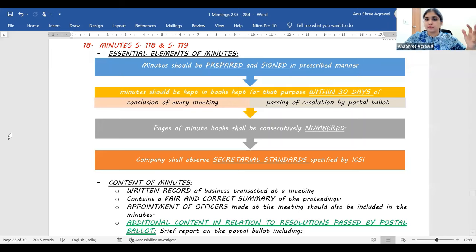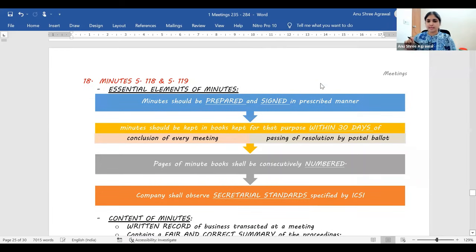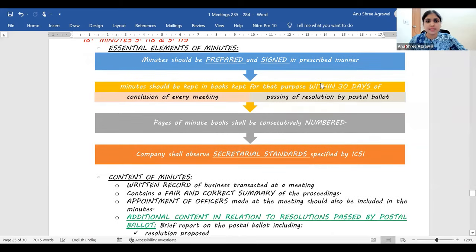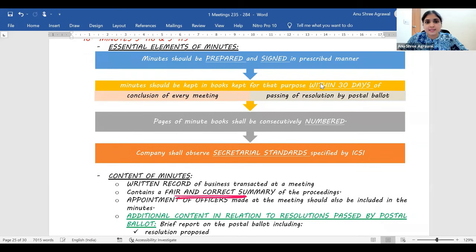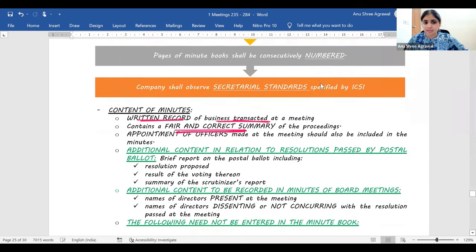Okay. We will finish off minutes first. Minutes of the meeting. What are the minutes of the meeting? They contain a fair and correct summary of what has happened in the meeting. They are a written record of the business transacted in the meeting. They are like an evidence of what has been decided in the meeting. Minutes have to be prepared within how many days? Minutes have to be prepared within 30 days.